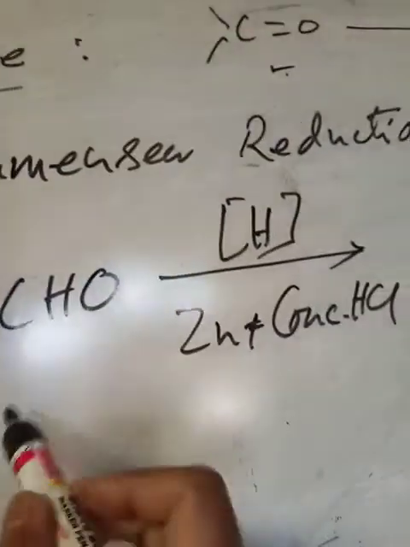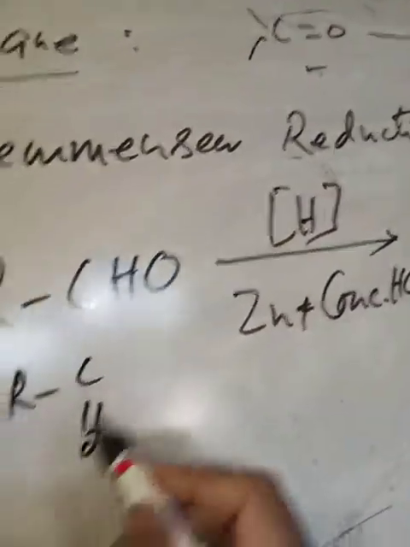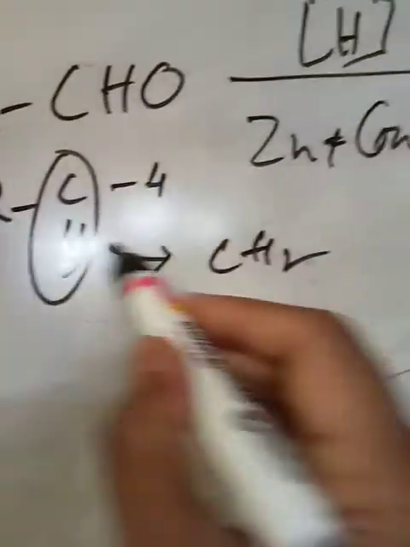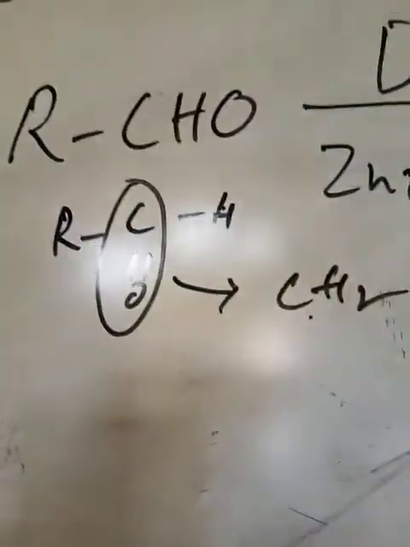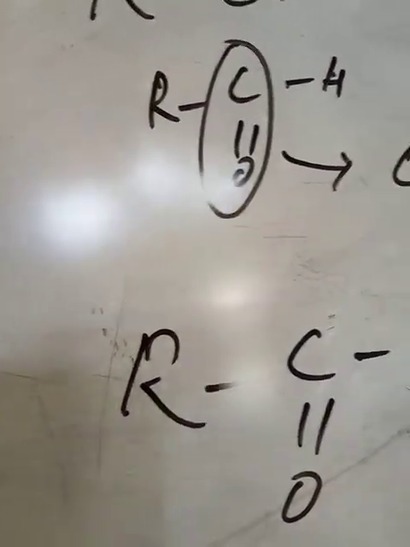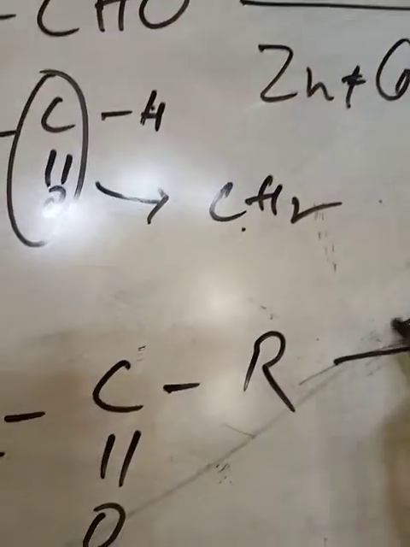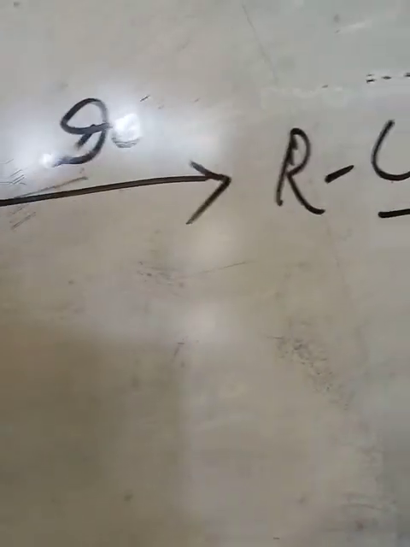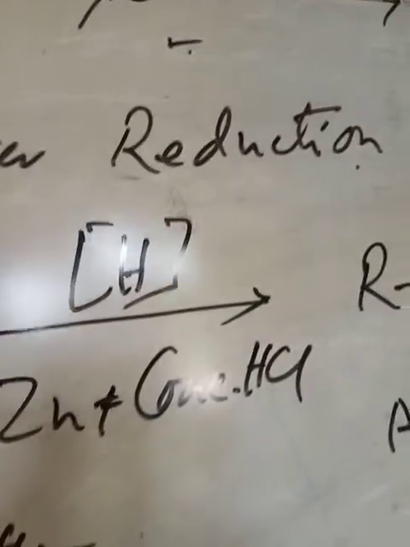So, to convert aldehydes and ketones to alkanes, the carbonyl group is reduced to a methylene group. Here a carbonyl group, say R, C double bond O, H. This carbonyl group is reduced to CH2. Then CH2 and H will form CH3. If you take a ketone, then with the same reagent, you will get R, CH2, R. In place of C double bond O, you will get CH2. This is an alkane. This is also an alkane. So this is called Clemmensen reduction.